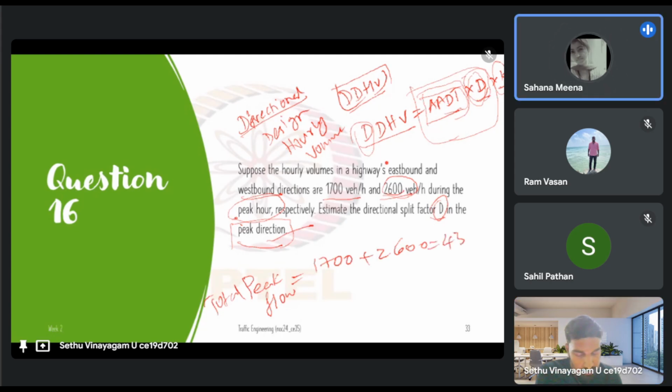Sir, eastbound only is having the highest number of flows, sir. 1700 vehicles per hour. Then... Oh, sorry, sir. I thought it is 260. Sorry, sir. Okay, it's 2600.